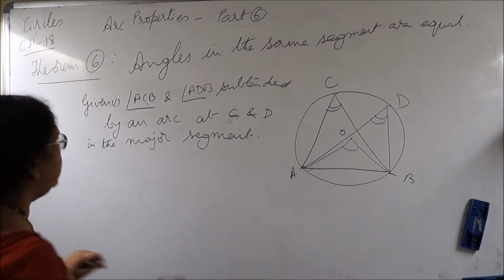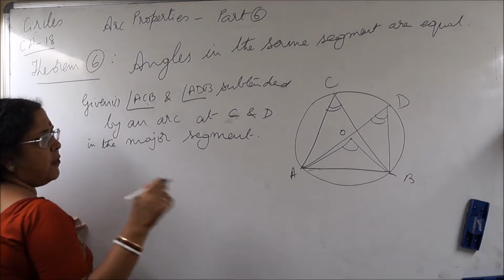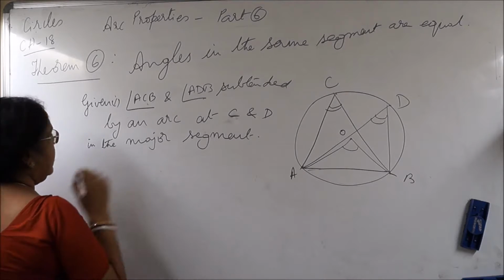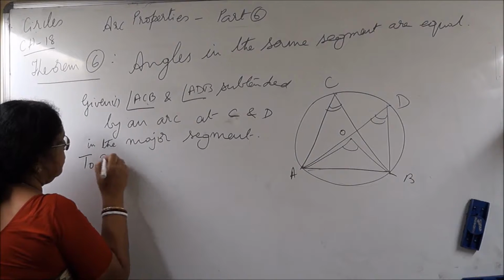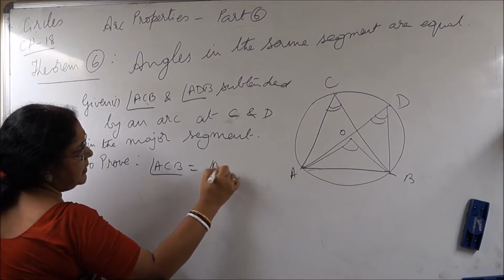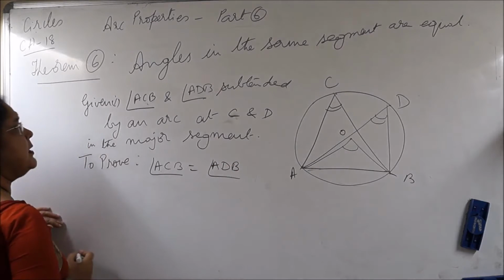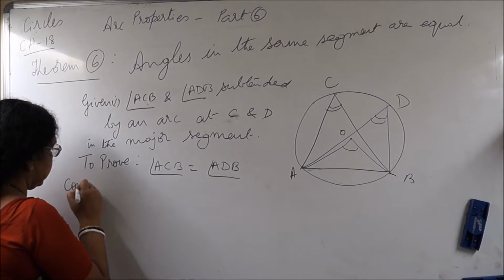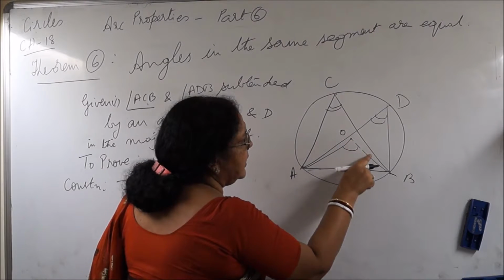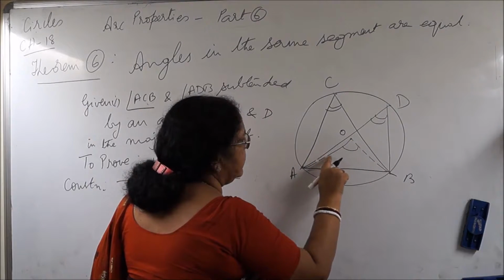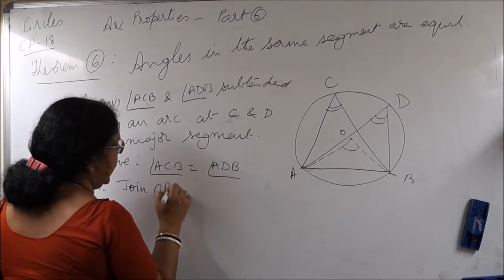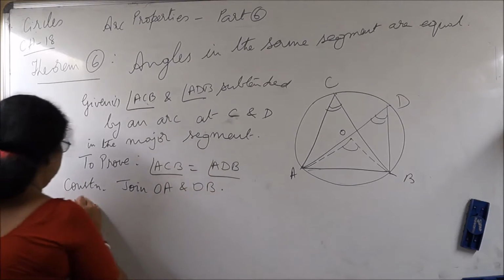For that, we assume that angle AOB is the angle subtended. We assume means we draw. It is not given to us, but we are drawing. First of all, what is to prove? To prove is angle ACB is equal to angle ADB. In order to prove this, let us do some construction. Join OA and OB. What we are doing should be in dotted lines or broken lines.